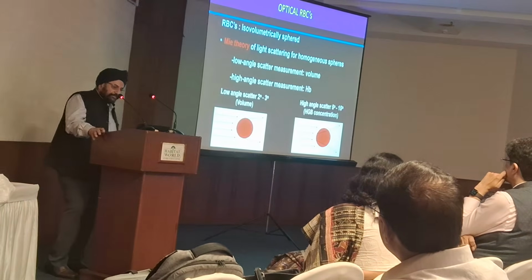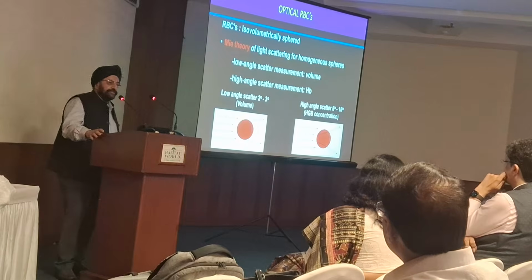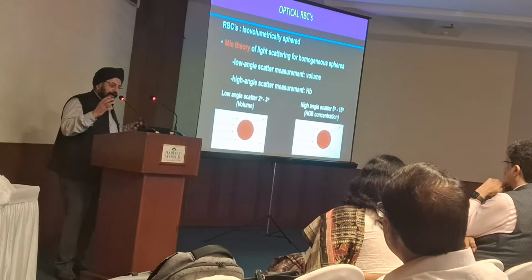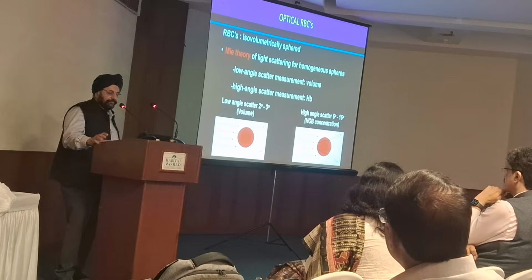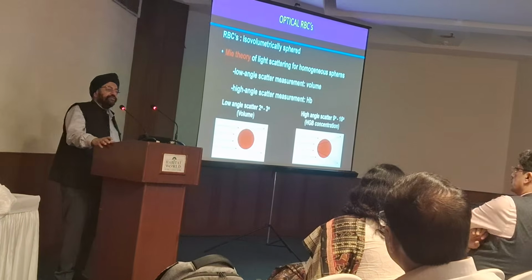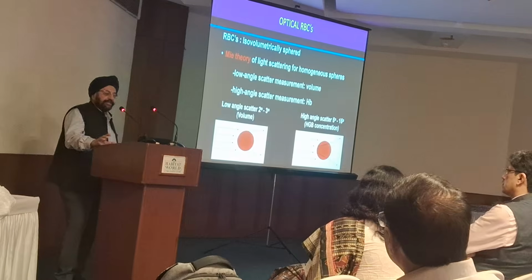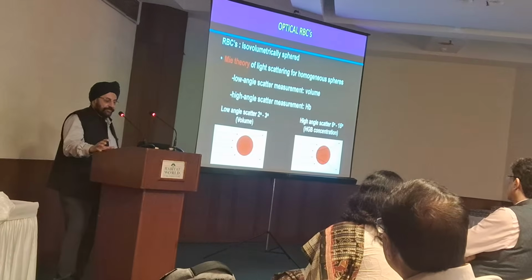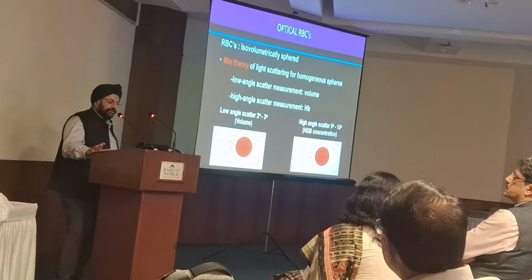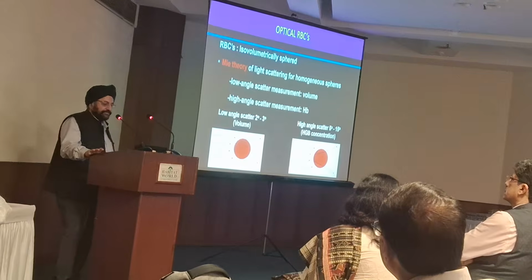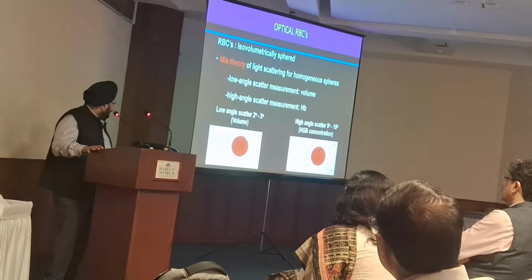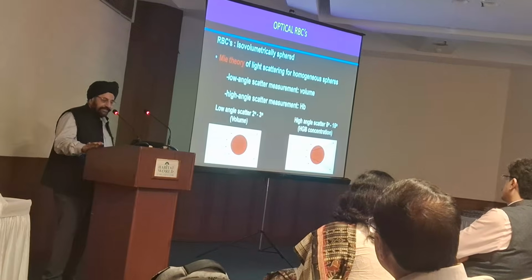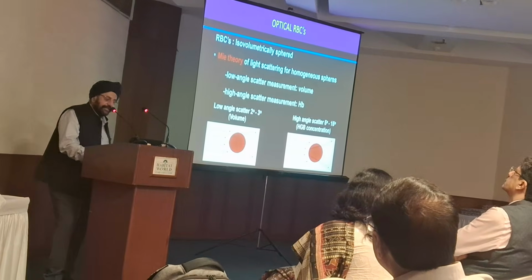Next we come to something called optical RBCs. These are nothing but RBC scatter plots in which, because in most stains which use fluorescence RBCs are isovolumetrically spherized, we use the Mie theory of light scatter for homogeneous spheres. The low angle scatter measures the volume and the high angle scatter measures the hemoglobin concentration or the MCHC.